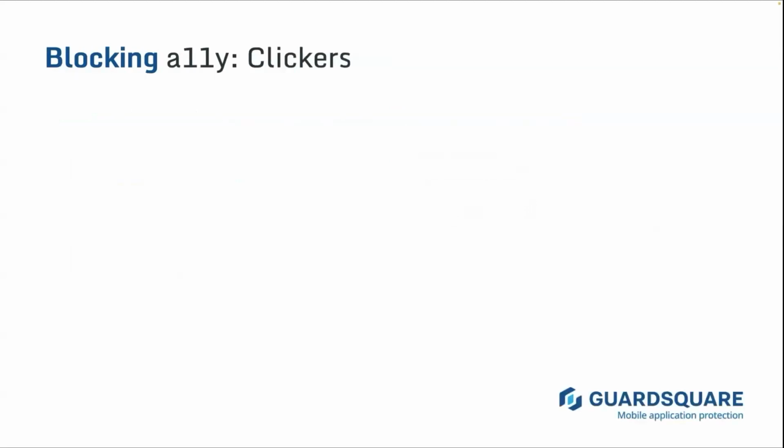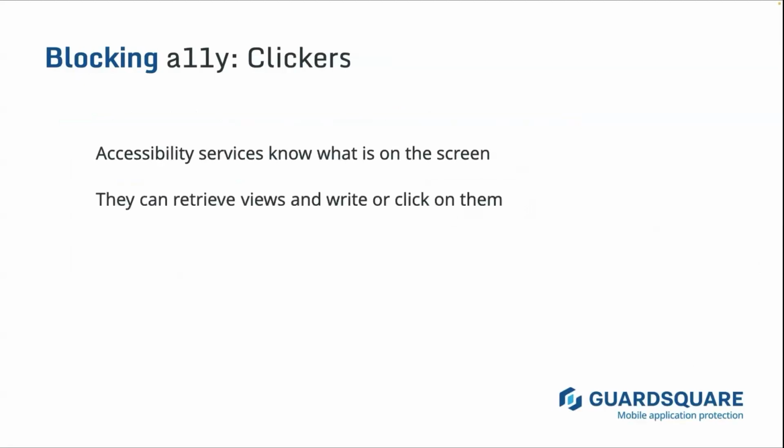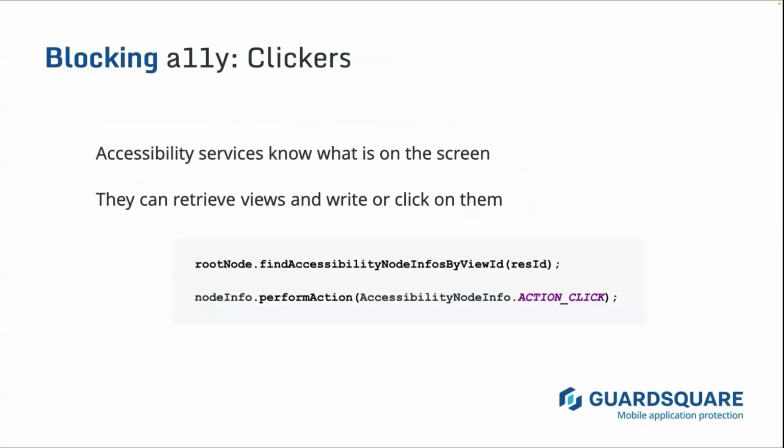All right, how about clickers? So about clickers, we have said that malware is aware of everything that is going on the screen. And they can also retrieve views and write on them or click on them just by using the Android API. This is an example. We have a button identifier that is retrieved, and then we just say that we want to perform an action, a click. We want to click on that.